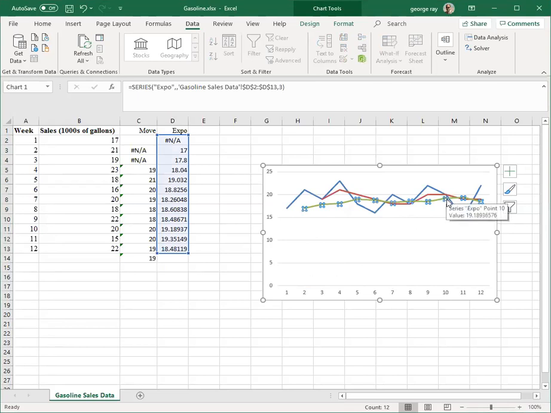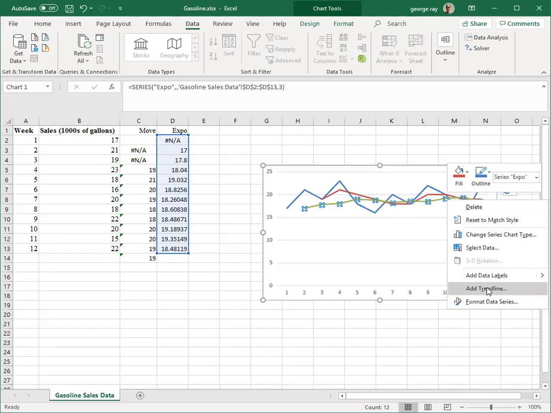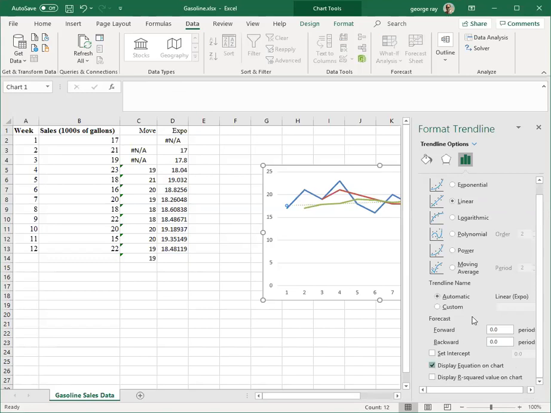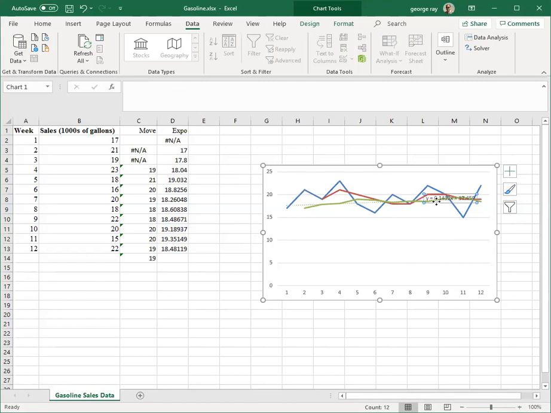And we can also click either the moving average or the exponential smoothing and get a trend line in there. We can include the equation if we want, and so on. So right here. So again, this is going to give us exponential smoothing. I also left the moving average in, that's the red one.